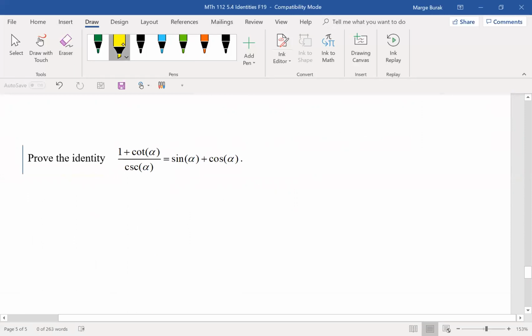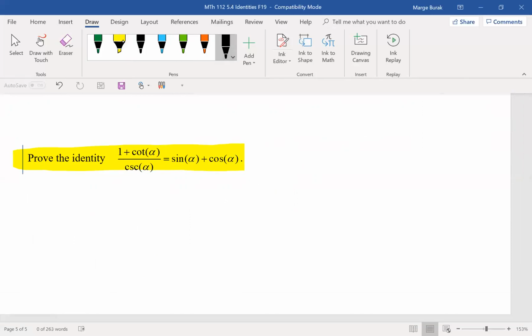Okay, let's see if we can do another example here. This time we're asked to prove the identity. What happens when you're asked to prove an identity is you start with one side or the other, and you turn it into the other side. You can't go back and forth. You have to start on the right and go to the left, or start on the left and go to the right. So we're going to start with the left and go to the right. We'll have 1 plus the cotangent of alpha over the cosecant of alpha. Now again, I'm always going to try to start with the cosines and the sines.